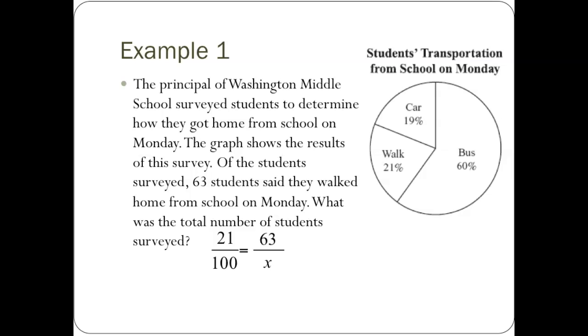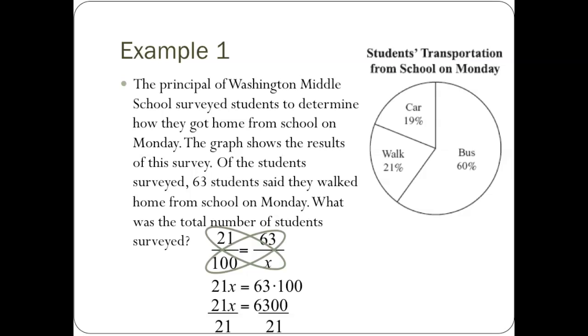The setup is the hardest part here because after that, you know how to solve a proportion. We cross multiply, so 21 times x, 63 times 100. We end up with 21x equals 6,300. Divide both sides by 21, and we get x is equal to 300. So there were a total of 300 students who were surveyed.